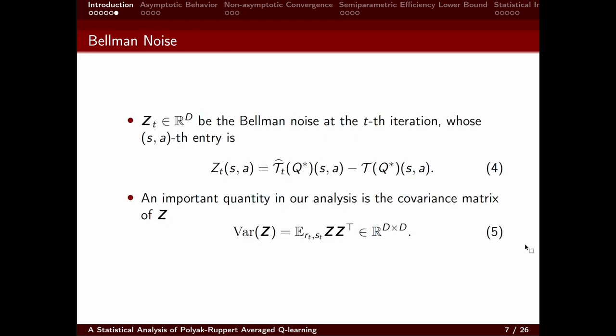An important random vector in our analysis is the so-called Bellman noise, which is an S times A dimensional vector. For simplicity, we let D denote the product of S and A. Each state-action entry of this vector is exactly the random noise in the estimate of the empirical Bellman operator. A very important quantity is this random vector's covariance matrix, which is given in equation 5.